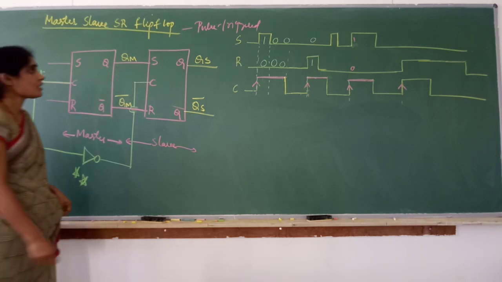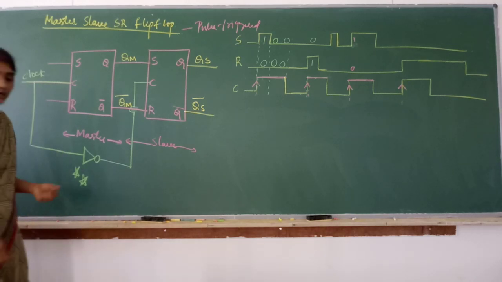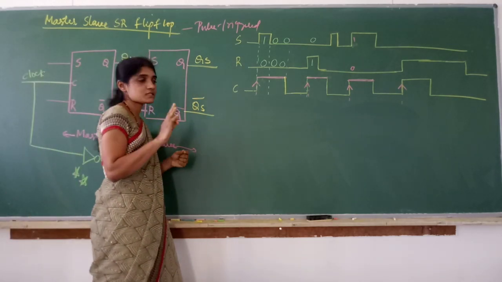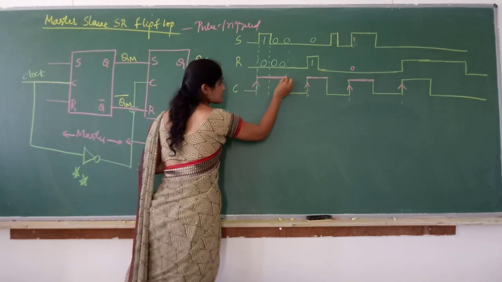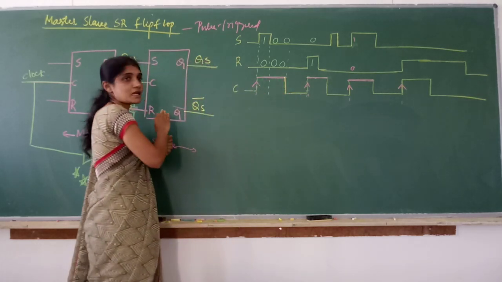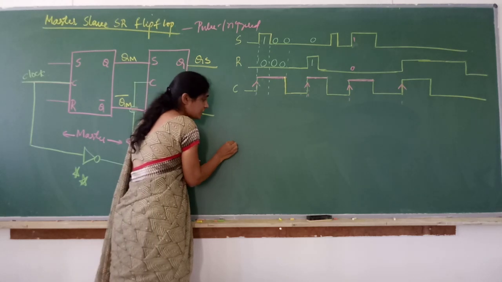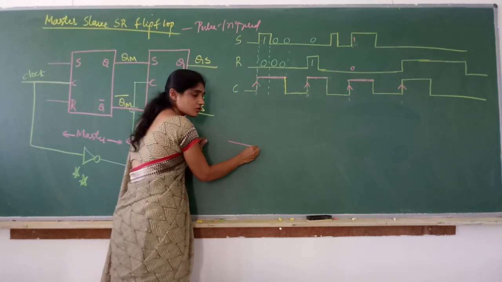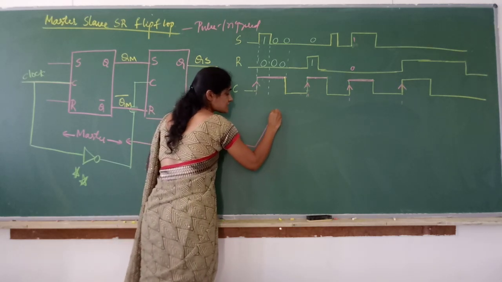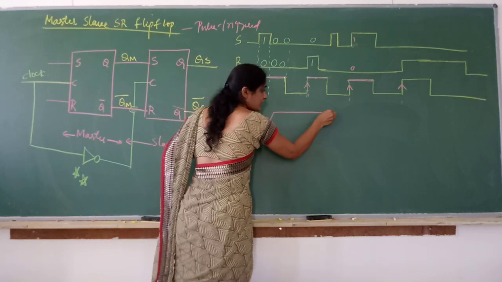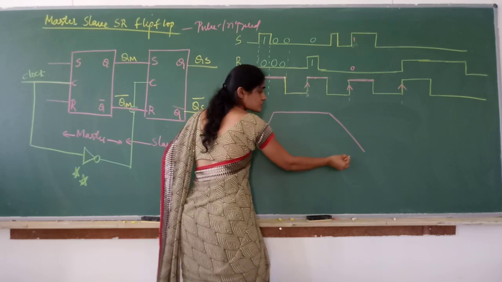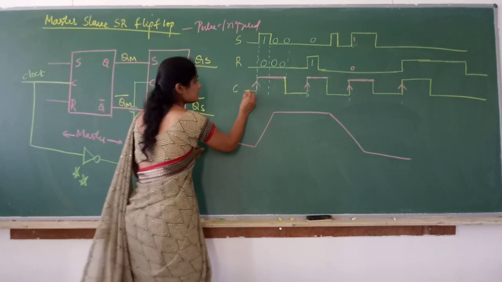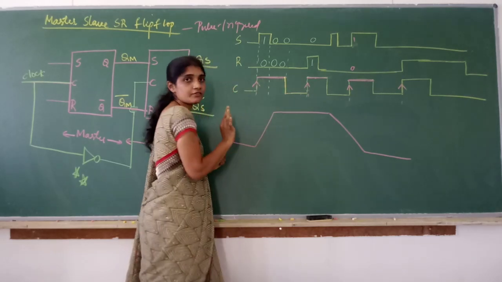Now let's see how the master-slave SR flip-flop is going to work. For that, I will write the clock pulse. I will take one clock pulse. To explain the working, I'll zoom in on the pulse. Your pulse will be 0, it slowly rises, then it will be at 1, it slowly falls to 0, and again it will be at 0. Just one pulse I have taken.